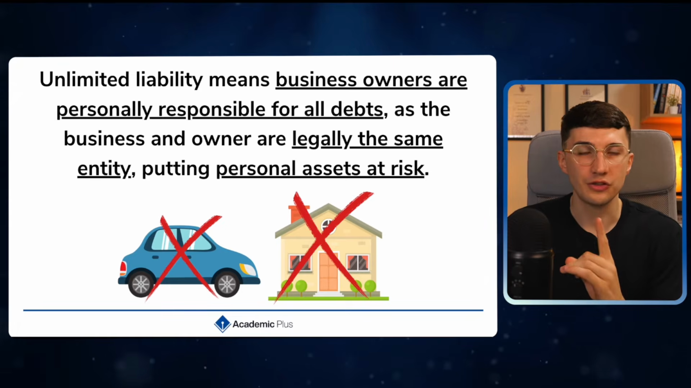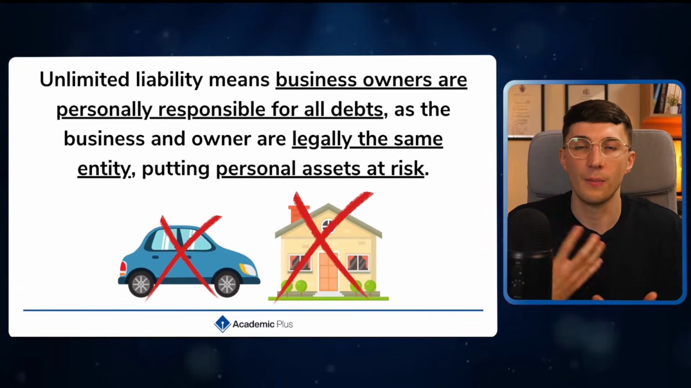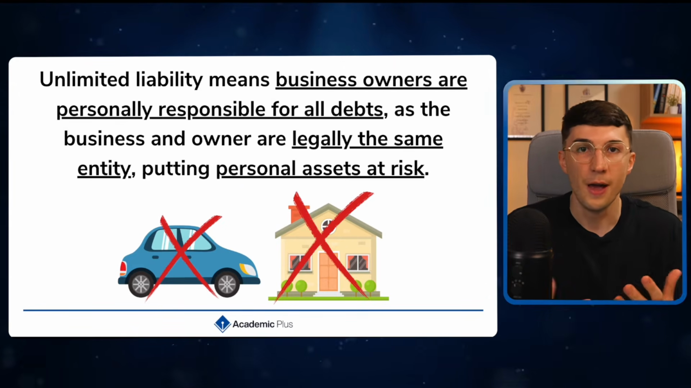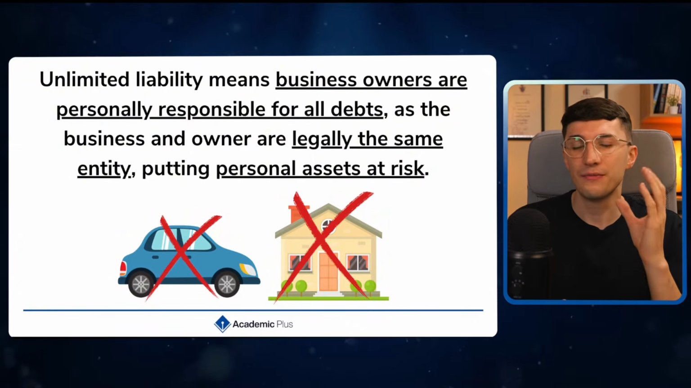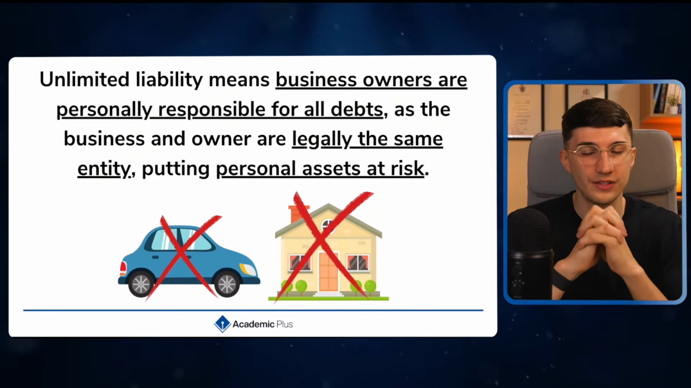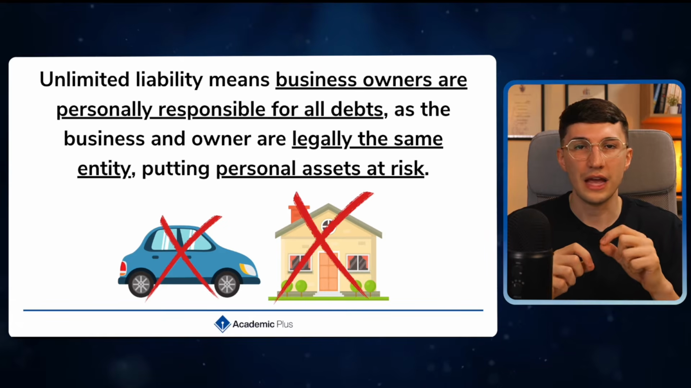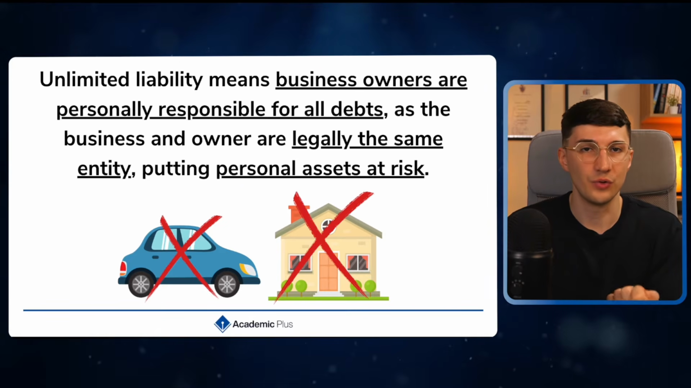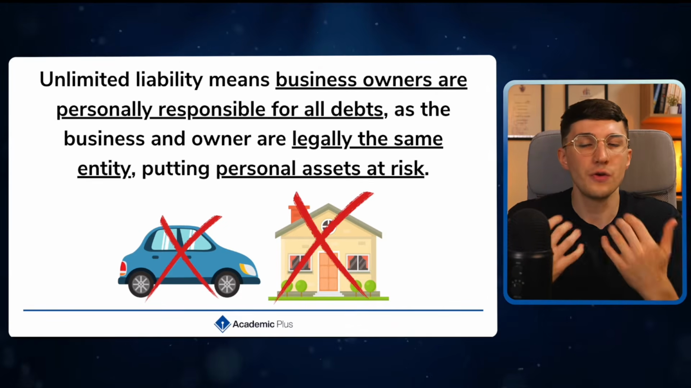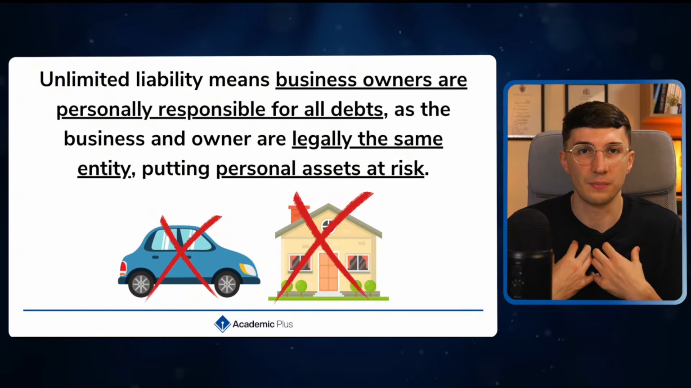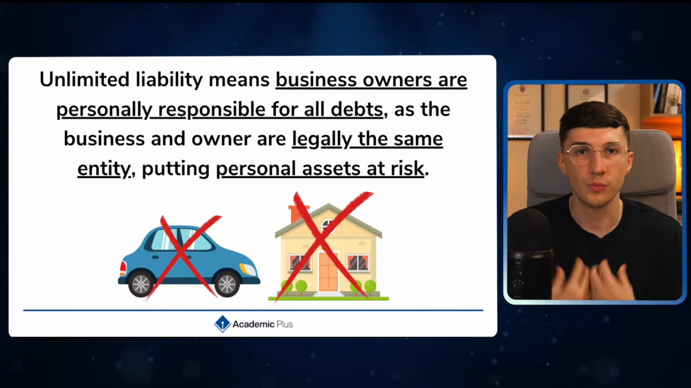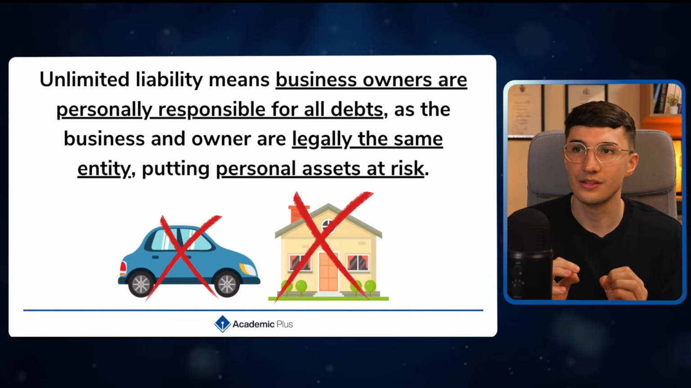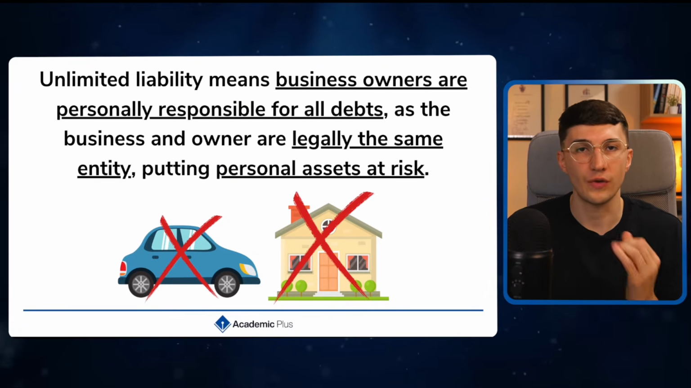So what that actually means is that if my business that I'm operating goes into bankruptcy, maybe having a debt of over £100,000 that it can't pay, well, if the business and myself are the same legal entity, it's not just the business that is in debt for £100,000. It's also myself that is in debt for £100,000. So what that means now is that I'm personally responsible for all those business debts. So my personal assets are at risk.